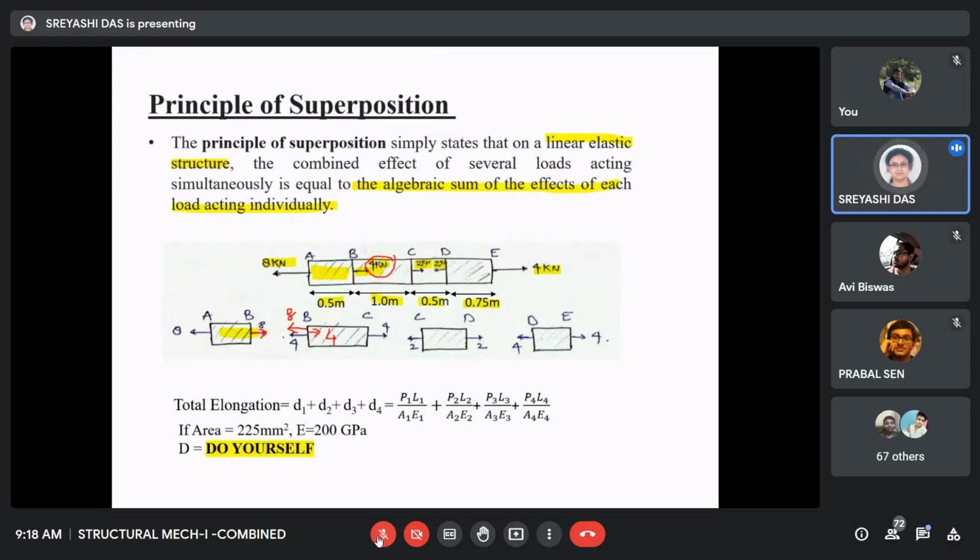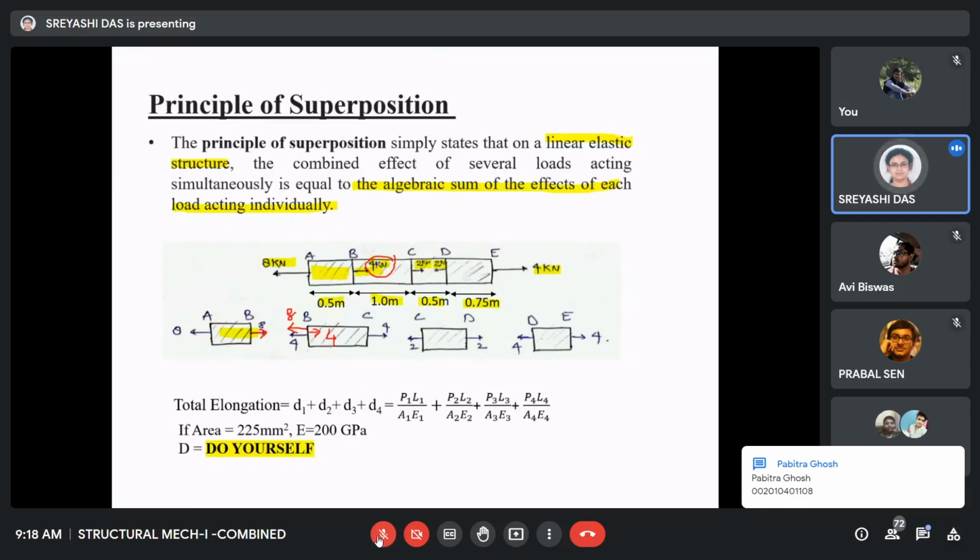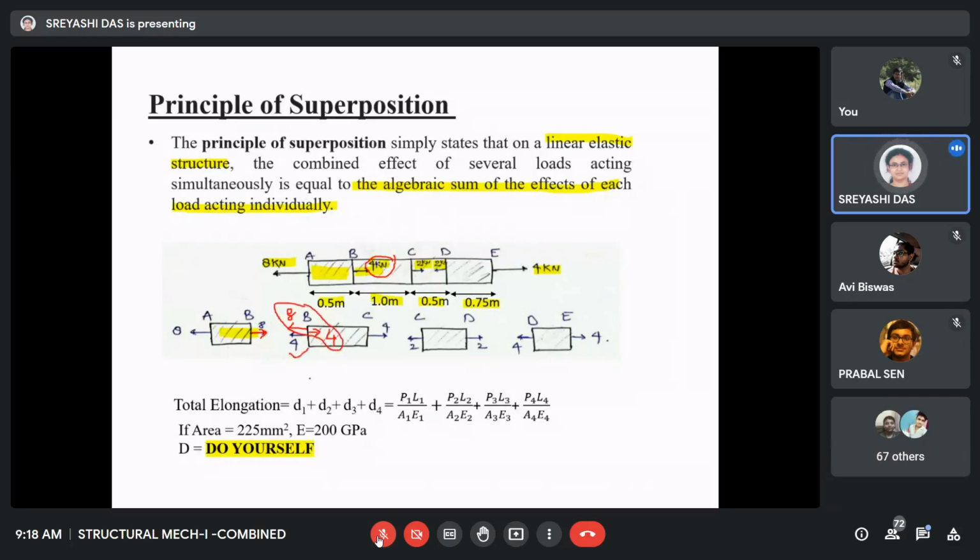So left direction 8 kilonewton, right direction 4 kilonewton. So the net load is 4 kilonewton in the left direction. So the part BC is subjected to an axial load of 4 kilonewton in the left direction. So obviously, again to maintain equilibrium at the side C, the load will be 4 kilonewton on the opposite side.